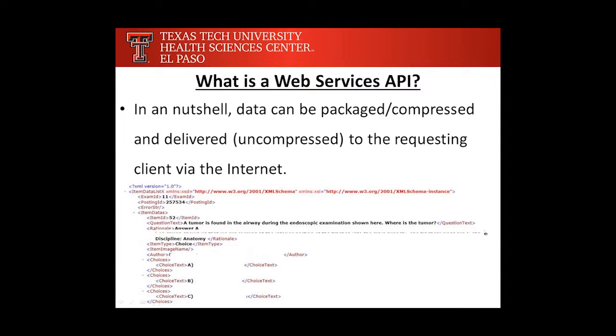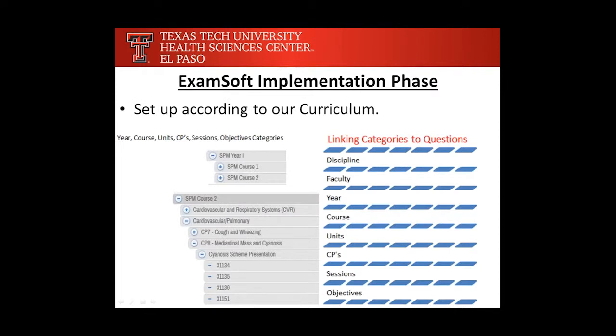This is just a side note, just in case there's anyone out there asking, okay, well, what exactly is a web service API? I won't get so technical and turn this into a programming webinar, but just in a nutshell, it's data that can be packaged and delivered unpackaged to the client via the internet. So consider it like two software systems talking, shaking hands and sending information from one end to the other. This is more or less an example at the bottom.